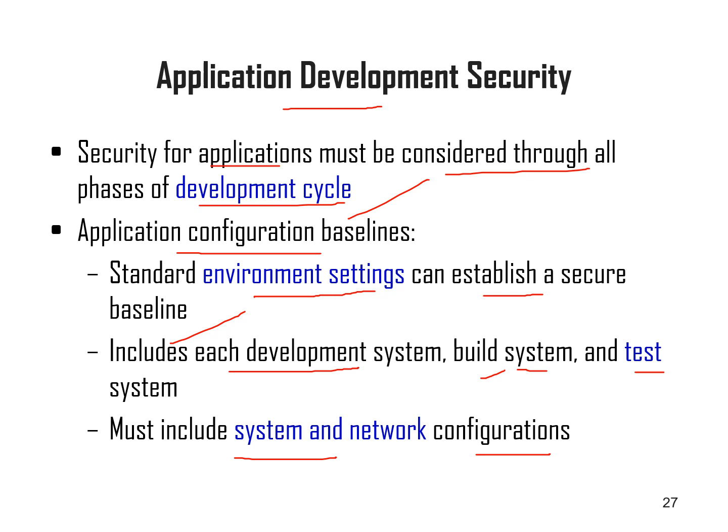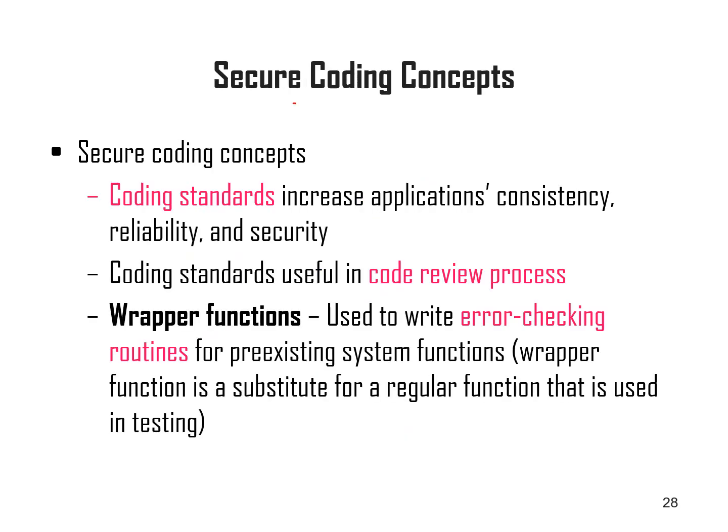So we have to give security at every phase: at the development system, build system and the test system. It must include the system and network configurations. Secure coding is a very important concept in application security. Coding standards increase the application's consistency, reliability and security. Coding standards are useful in code review processes.